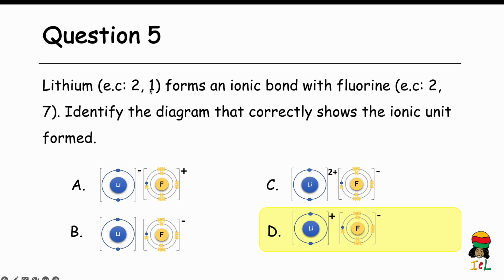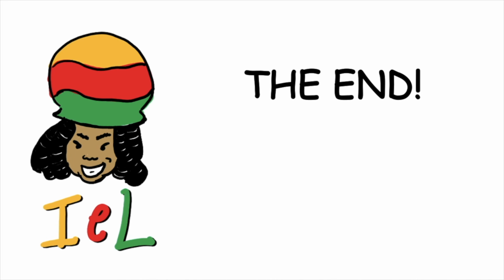As we can see from the electron configuration, lithium has 1 electron on the last shell, so it needs to give up or donate that 1 electron. So therefore, lithium can only obtain a positive charge after giving up 1 electron. Then fluorine, having 7 electrons on the last shell, will need only 1 more electron to make 8 maximum on that second shell. Therefore, fluorine can only accept 1 electron, which means that the charge on the fluoride ion is negative.